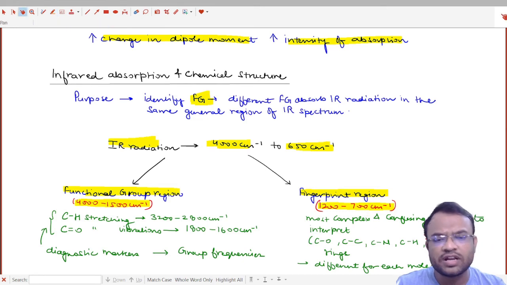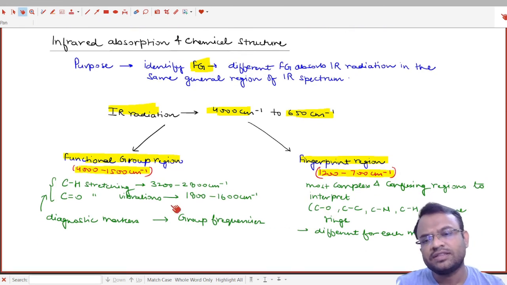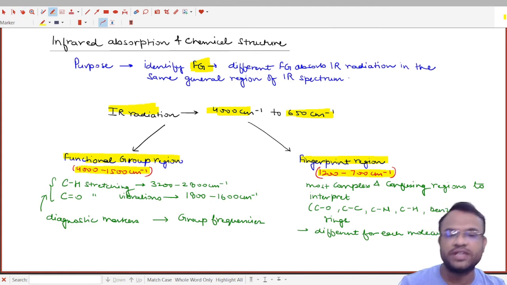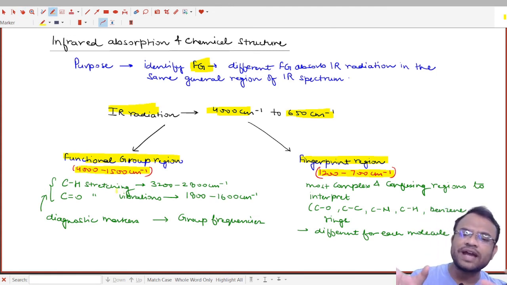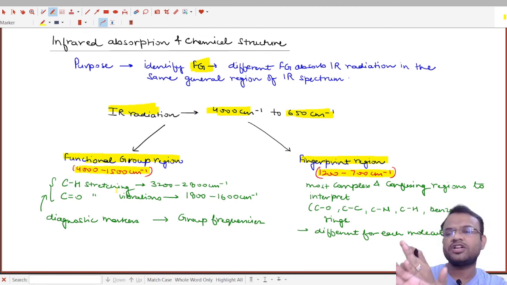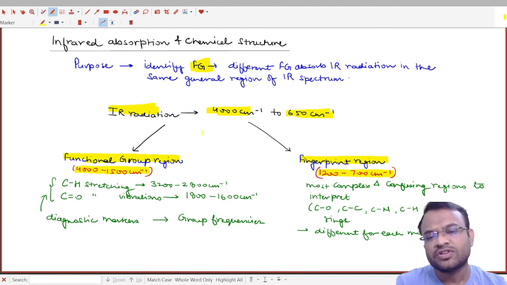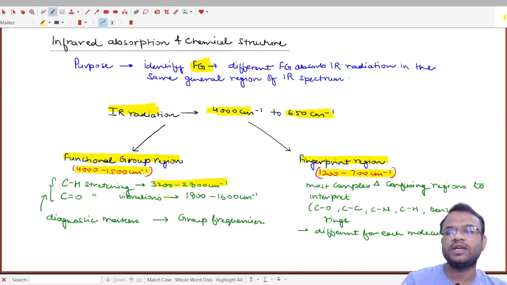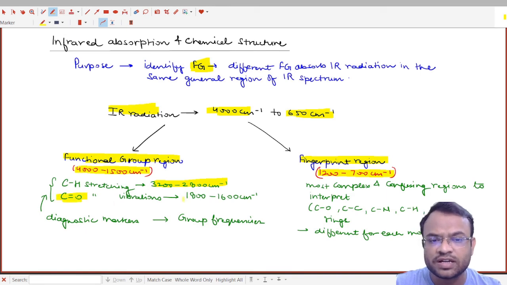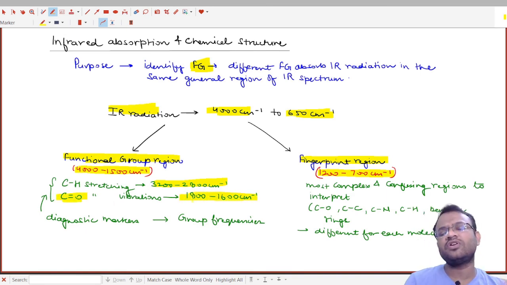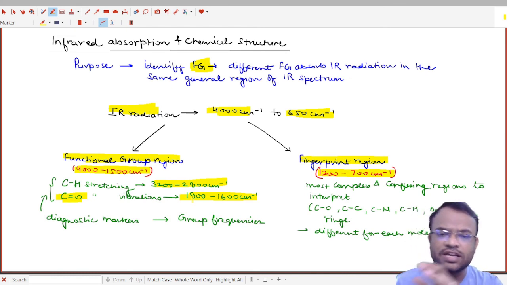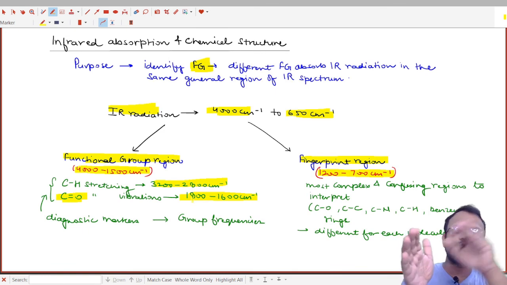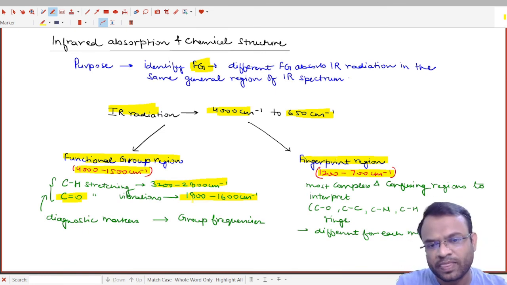Now what is the functional group region? Understand that the functional group region will tell us what functional group is present. And we know by standards that if a carbon hydrogen bond is present, the wavelength at which it should appear would be around 3200 to 2800. If C double bond O is present, then 1800 to 1600. We already know through previous experiments that if this bond is there, it will show a peak at around this wavelength.